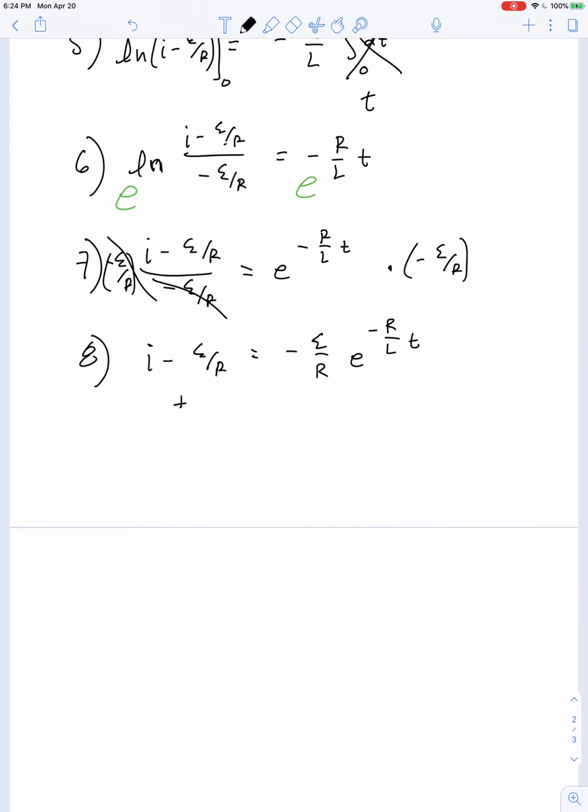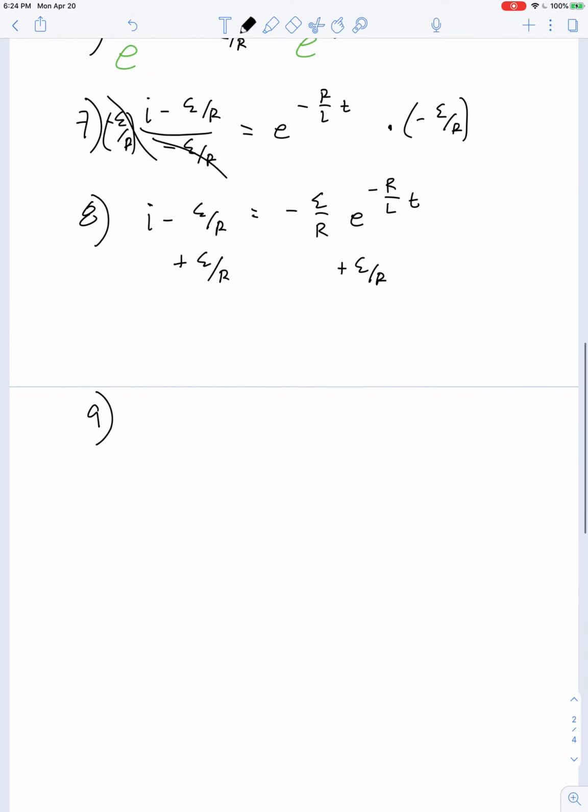So now we just have to add EMF over R to both sides of the equation, and we land on a final expression for current as a function of time. The current is equal to the battery EMF divided by resistance, times 1 minus e to the negative R over L times t.